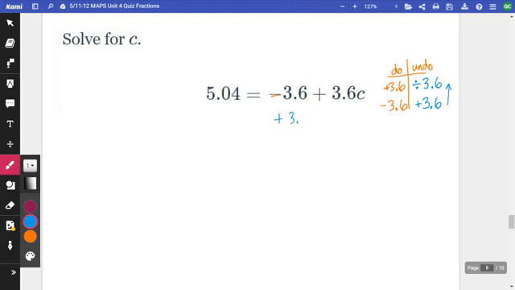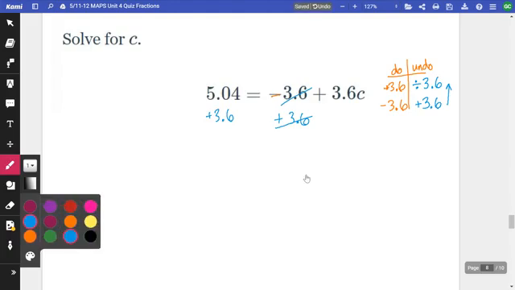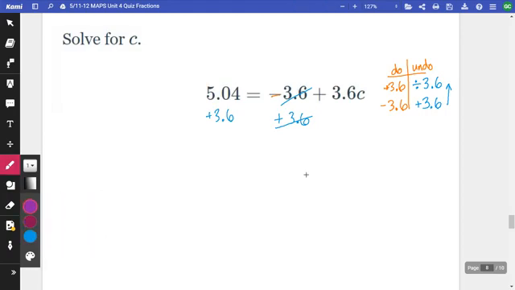So plus 3.6 on both sides, and these cancel out. 5.04 plus 3.6. We can add these together. And so when we line these up, we have the 4 that doesn't get added with anything. 0 plus 6 gives us 6. And we have our decimal. And then we have 5 plus 3, which is 8. So this equals 3.6 times C.